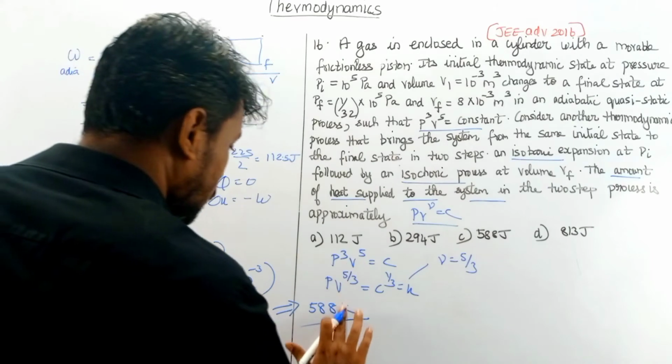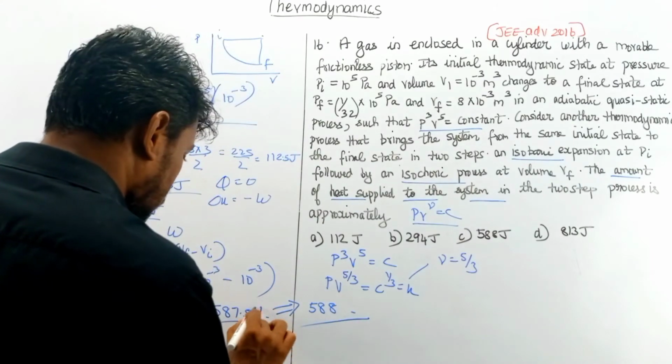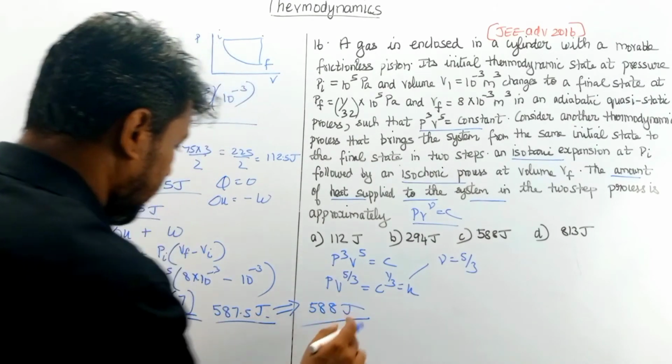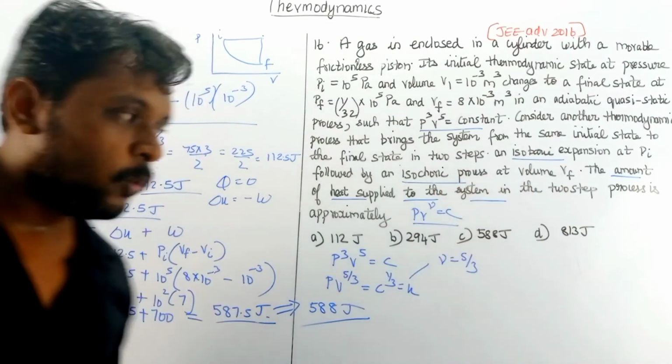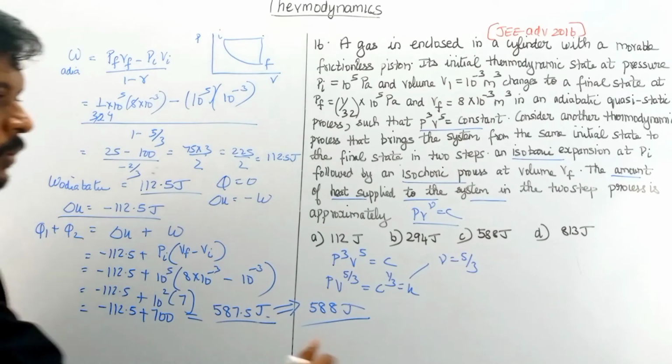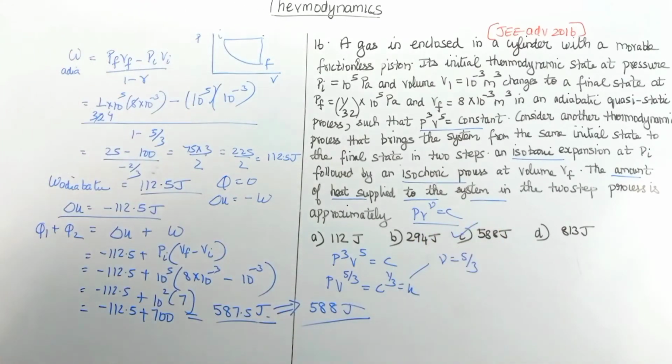Sorry, 588 joules, that's not Kelvin. Joules, they are finding the heat, 588 joules. So this is the amount of heat supplied in the two-step process, 588 joules. Okay, so option C is the right answer for this problem.